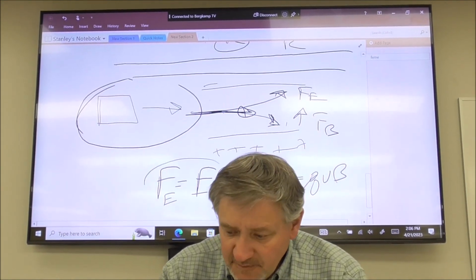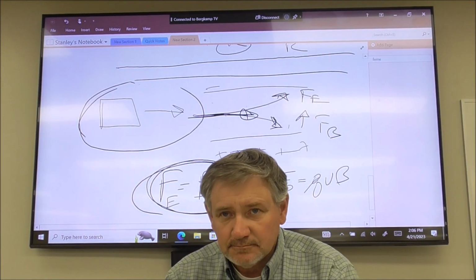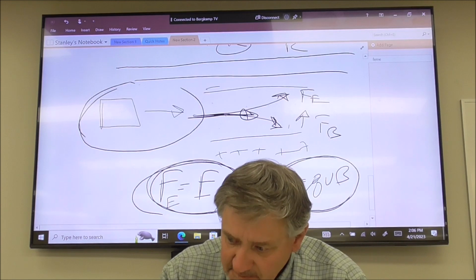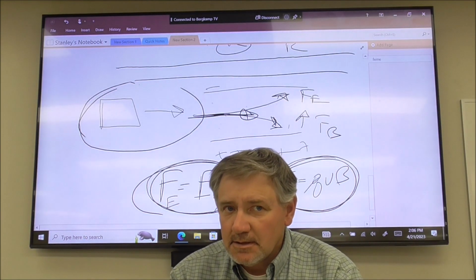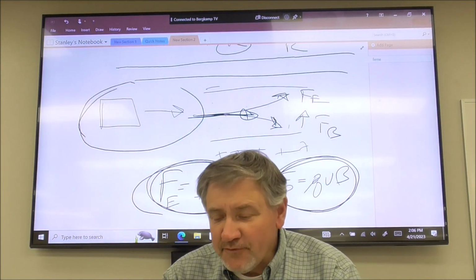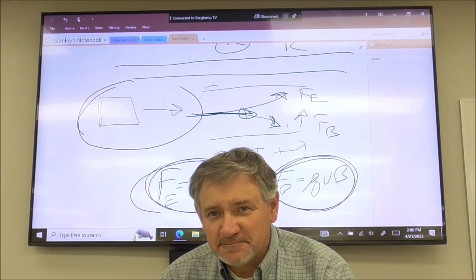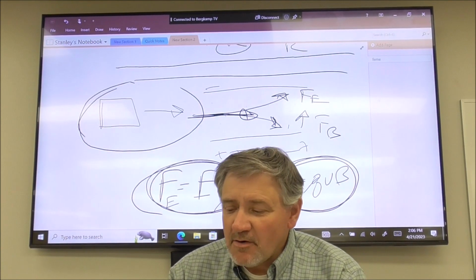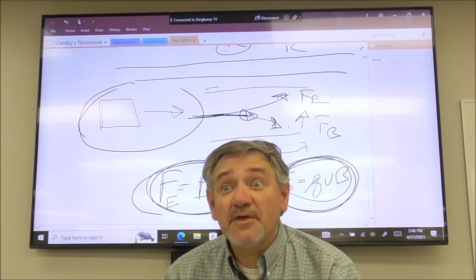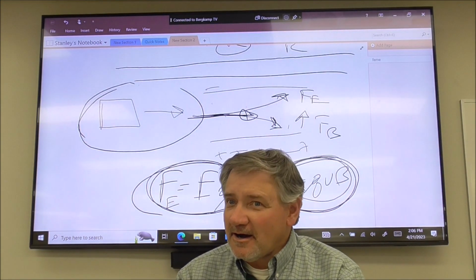Now, is the velocity going to impact the strength of the electric field? No. Is the velocity going to increase the force from the magnetic field? Yes. It's QVB. So if the velocity gets bigger, then FB gets bigger. Yes, it does.